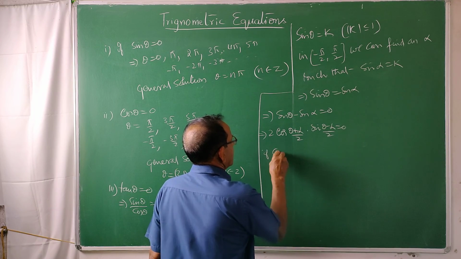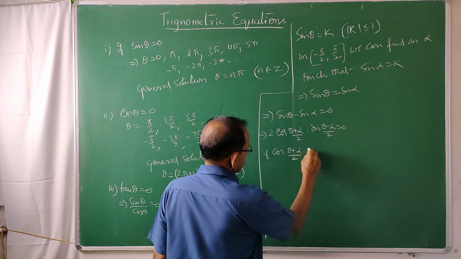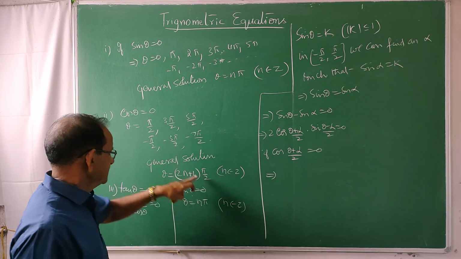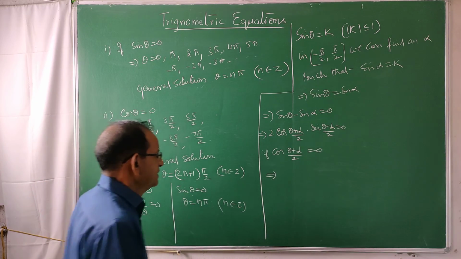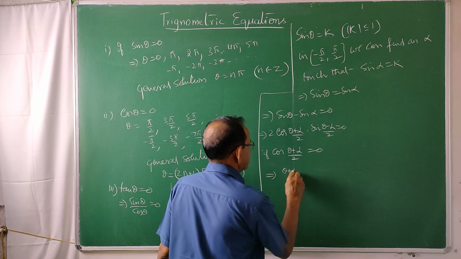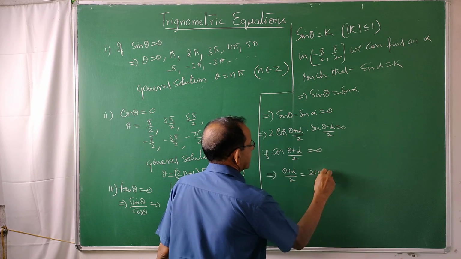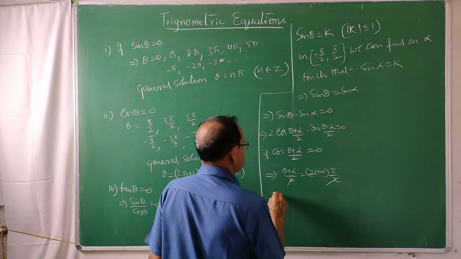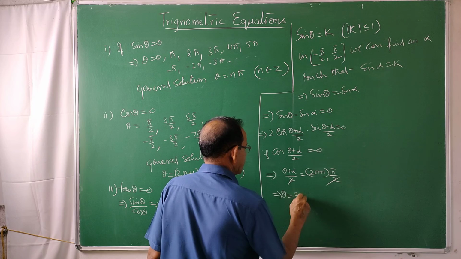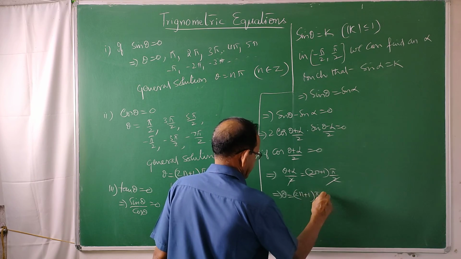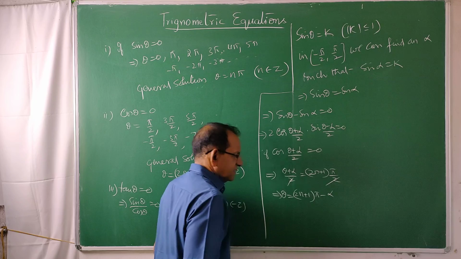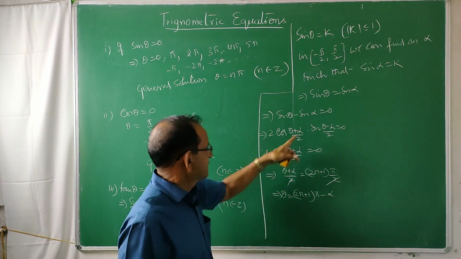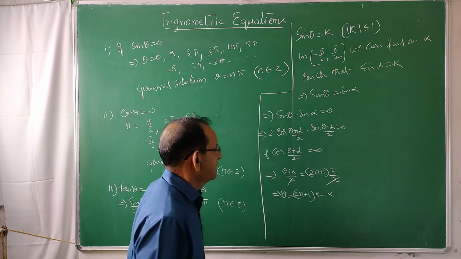If cos (theta plus alpha)/2 is equal to 0, previously we proved that if cos theta is 0, theta is equal to (2n plus 1) into pi by 2. So, here (theta plus alpha)/2 is equal to (2n plus 1) into pi by 2. So, you can cancel this 2. That implies theta is equal to (2n plus 1) into pi minus alpha. Bring alpha to the other side; this is one general solution by considering cos (theta plus alpha)/2 is equal to 0. Now, let us consider sin (theta minus alpha)/2 is equal to 0.